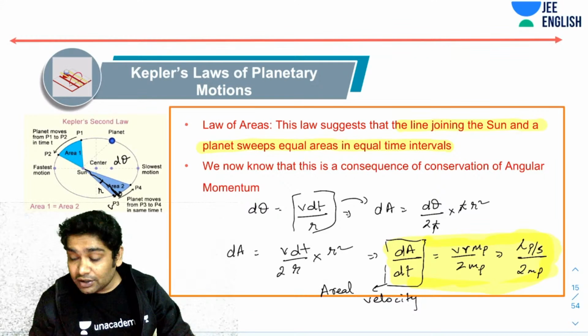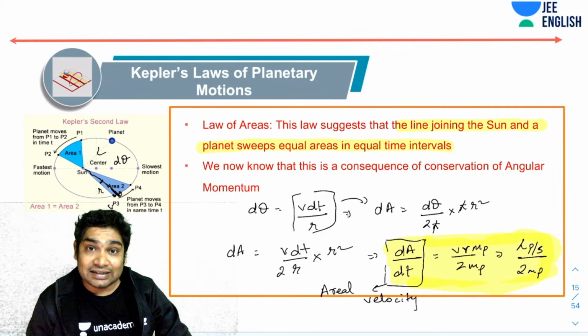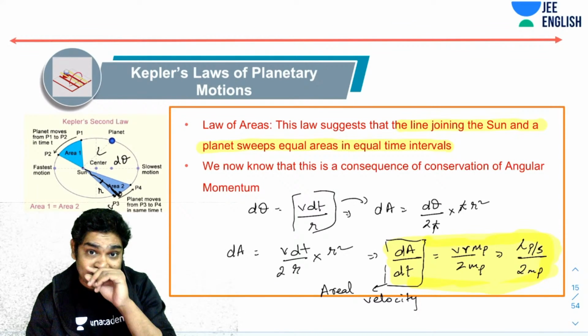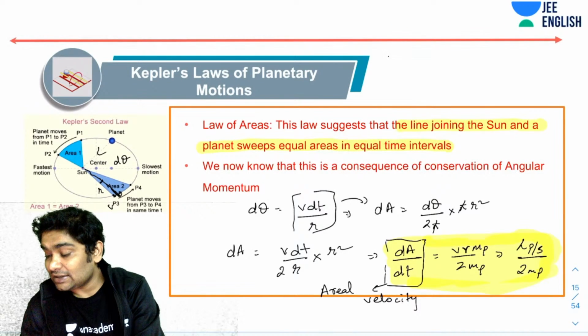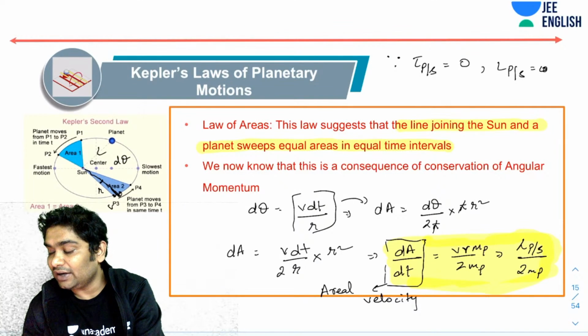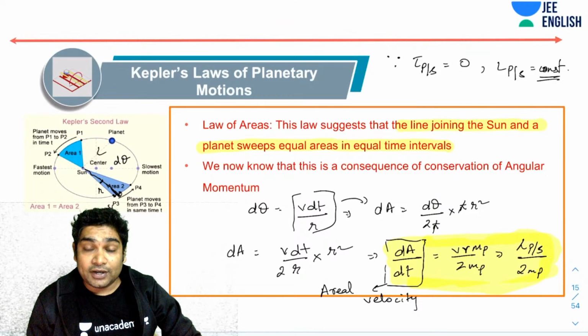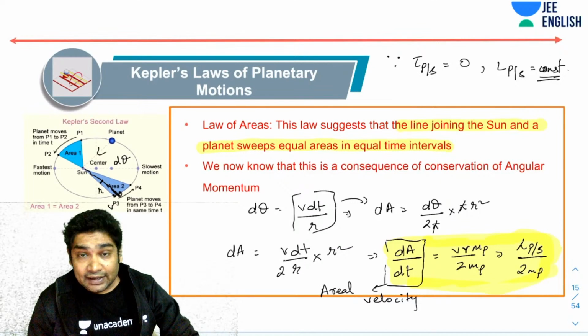Now you will realize that during the entire rotation, the force of gravity acts on the planet like this. With respect to the sun, the net torque acting on the planet is zero. That is why this remains constant. So since the torque on the planet with respect to the sun is zero, the angular momentum of the planet with respect to the sun is always constant. That is what Kepler's law is also telling you: the aerial velocity is constant.